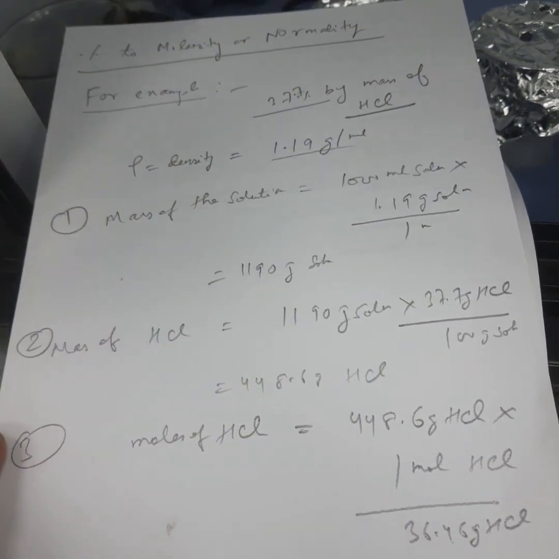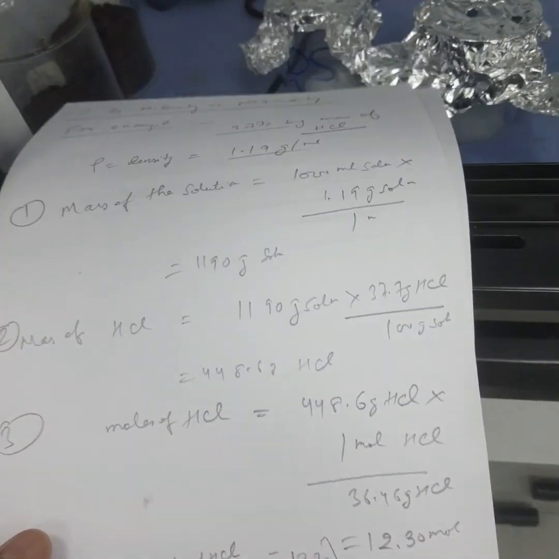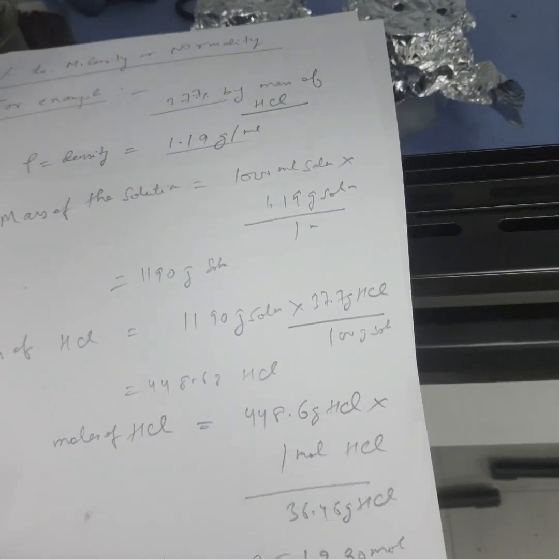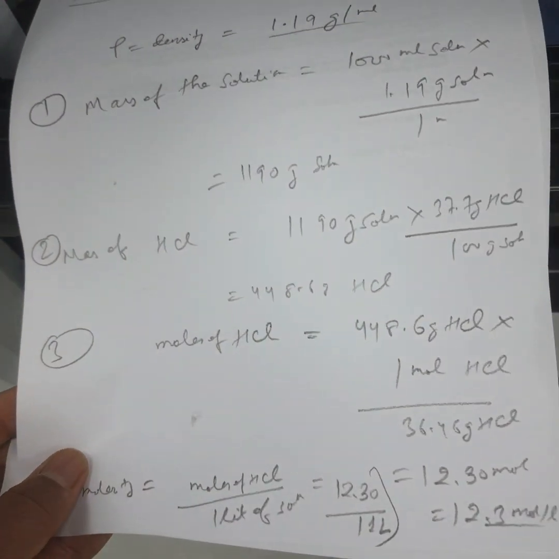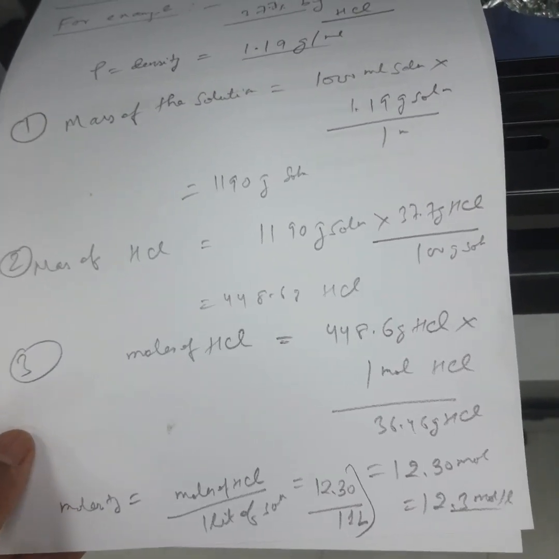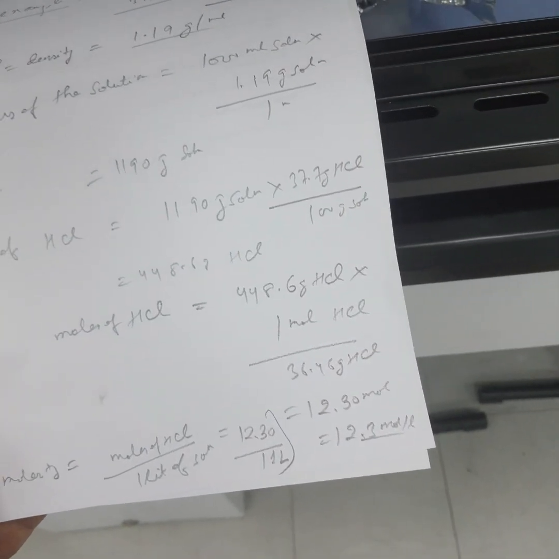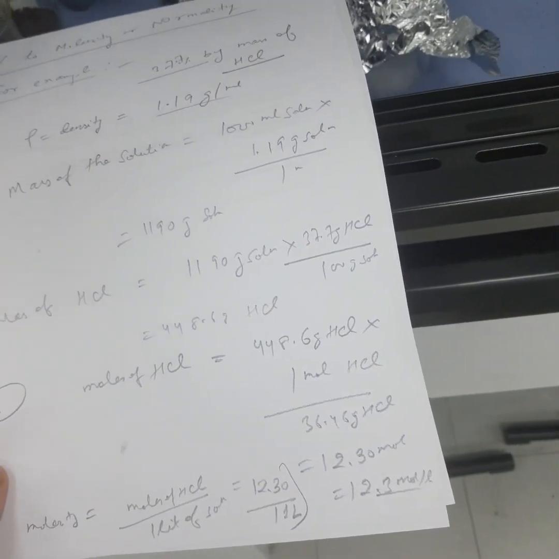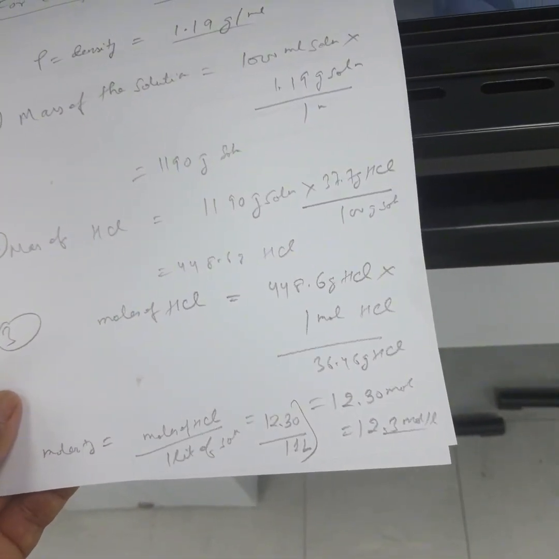Now the second step will be the mass of the HCl. The mass of the HCl is the mass of the solution times the purity of the acid upon 100 gram of the solution, which is equal to 448.6 gram. Now the moles of the HCl is equal to the mass of the HCl upon the molar mass of the HCl, which is 36.4 grams, which is equal to 12.3 moles.